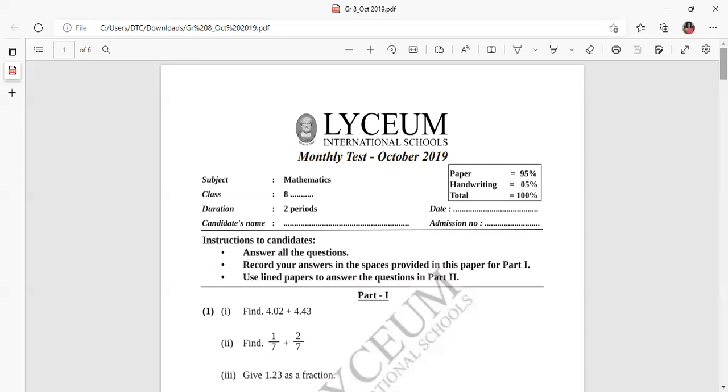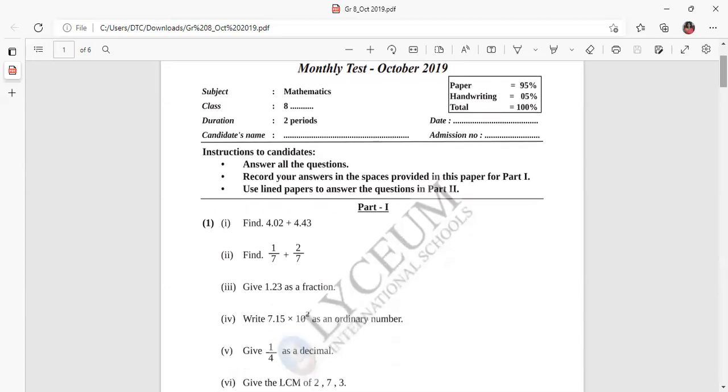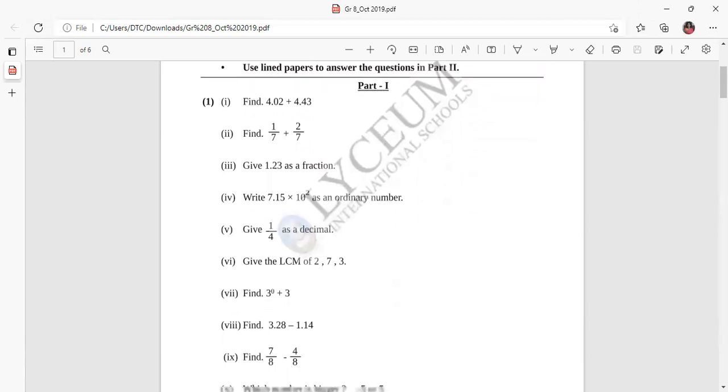The instructions to candidates: you want to answer all the questions and record your answers in the spaces provided in this paper for part one. For part two, you want to use line papers to write your answers. So then let's get started. Part one, question number one.